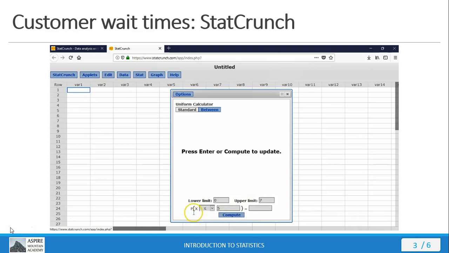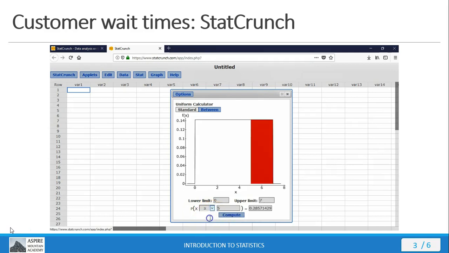And then we want the probability that our customer wait times are greater than 5. So here we have to change this inequality from less than to greater than. And look, there's our probability right here, the 28.6%, or the 2/7. That's all there is to it.